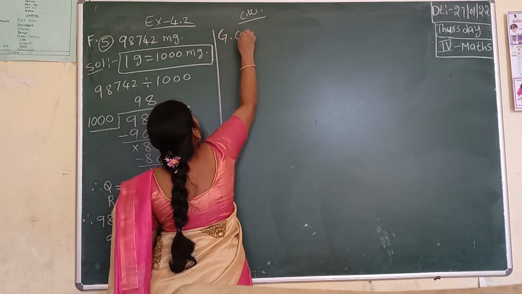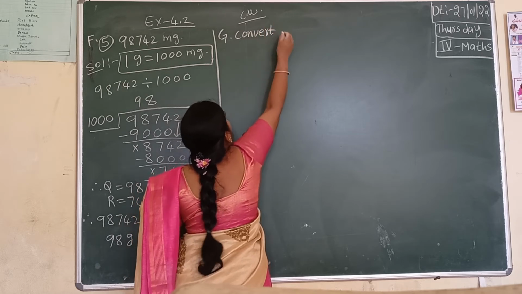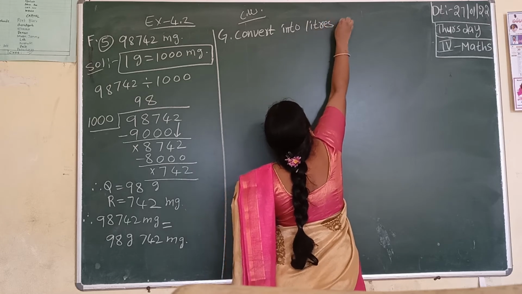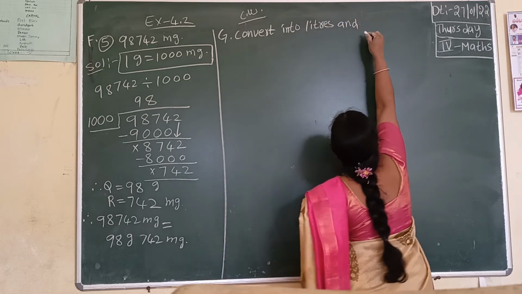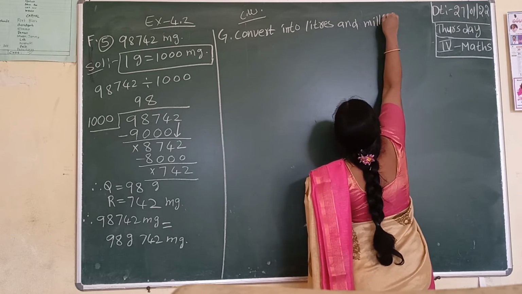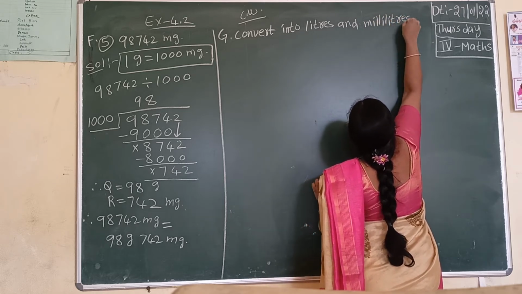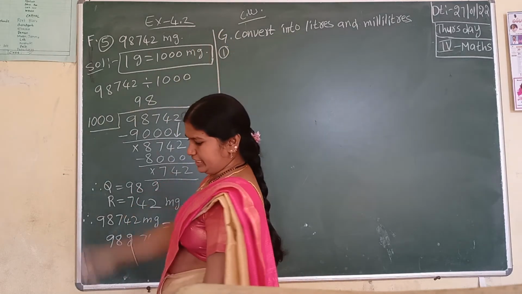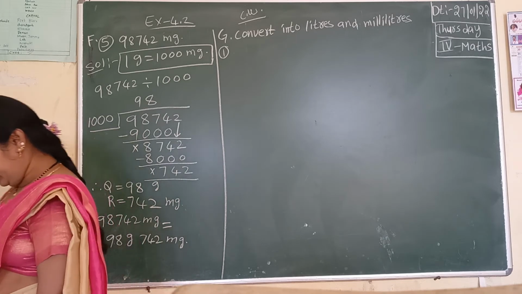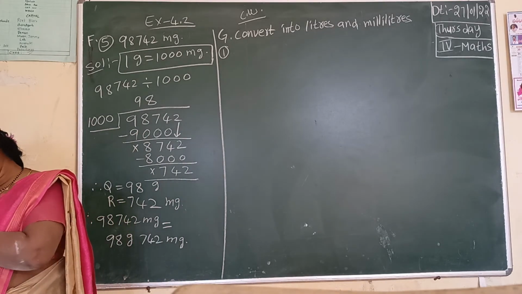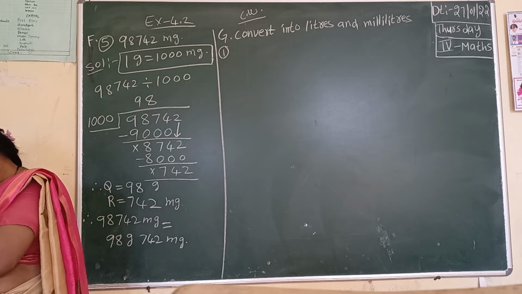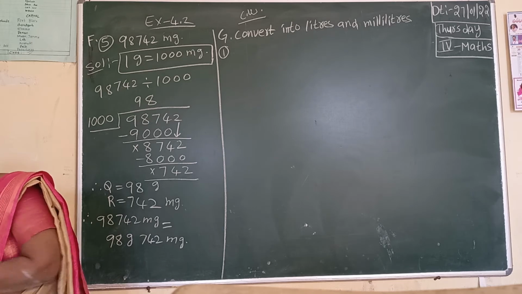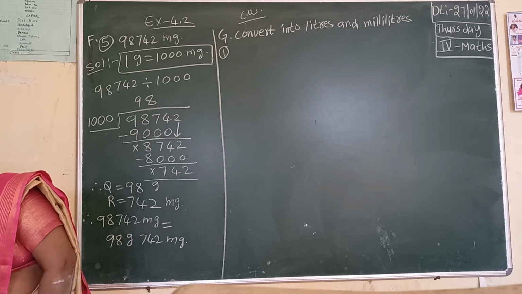Same like this, we have the G bit: convert into liters and milliliters. What is the G bit heading? Convert into liters and milliliters. In this, the first question is 1750 milliliters.